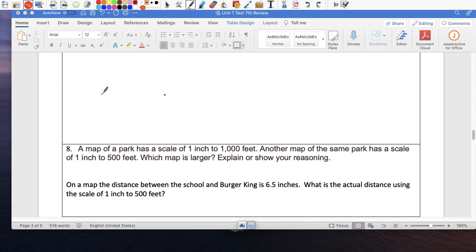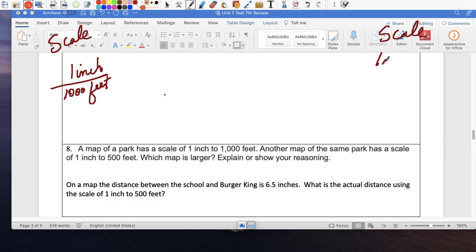Okay, 8. A map of a park has, so I'll write this down, 1 inch is 1,000 feet. Right, that's the scale. Another map, oops, there's another map. And that one says 1 inch is 500 feet. Which map is larger? Explain or show your reasoning.